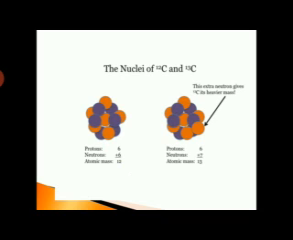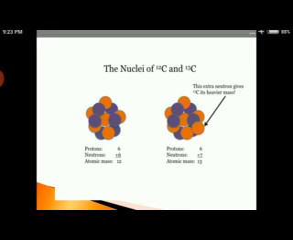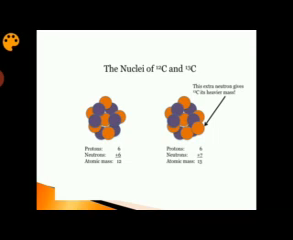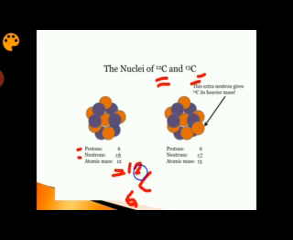Now let us look into another example of isotopes. For carbon nuclei, the isotopes are carbon 12 and carbon 13. In a carbon 12 nuclei, there are 6 protons and 6 neutrons. So its mass number will be 12, 6 plus 6, which is 12. So what will be the nuclear symbol for this carbon 12 nuclei? It will be 6 carbon 12.